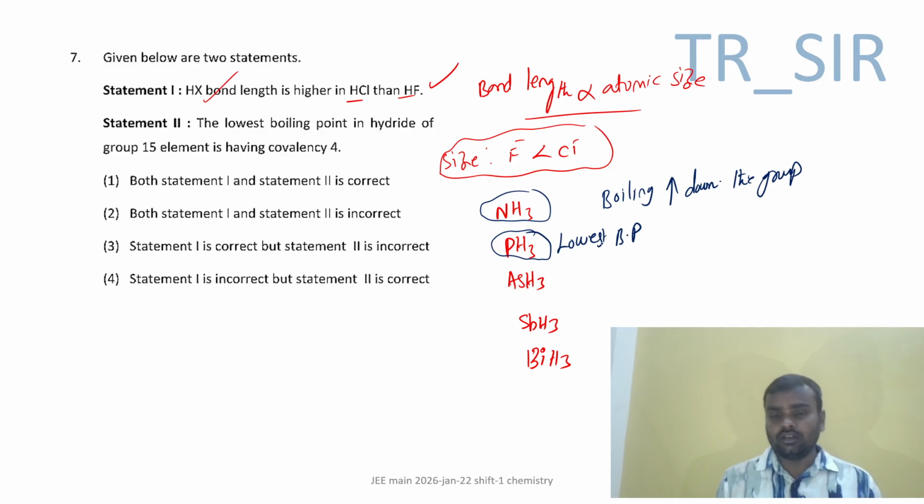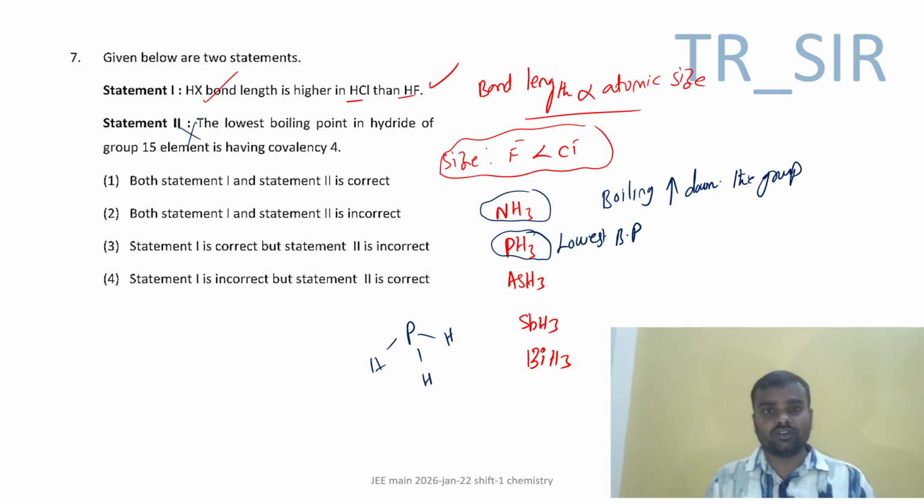The statement says the lowest boiling point one has covalency 4. No, it does not have covalency 4. Only covalency 3 is there in the PH3 case. That means statement 2 is wrong. So 1 is correct, 2 is incorrect. That is option C, the right answer.